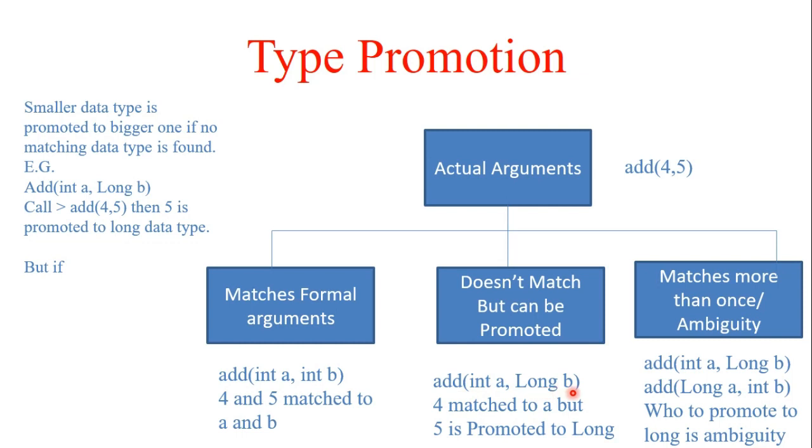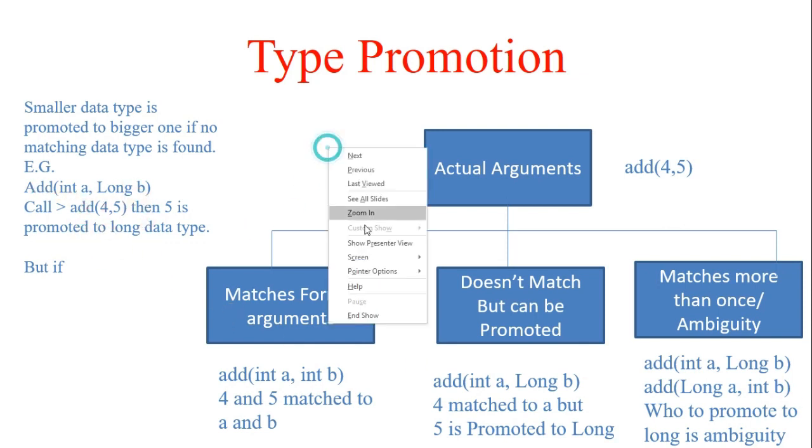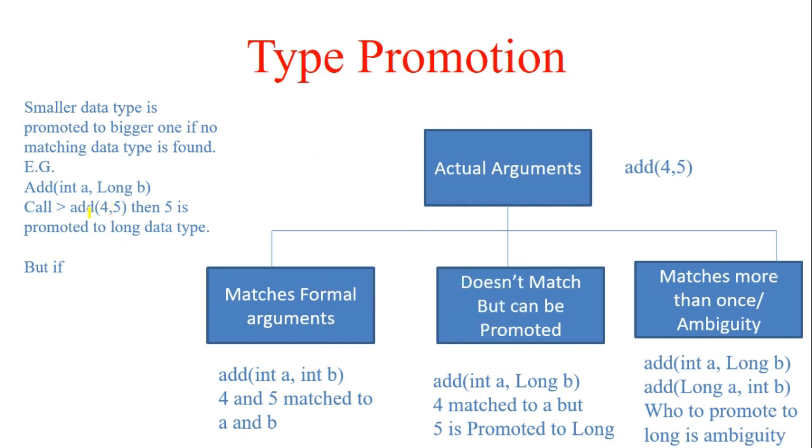But now consider one situation where most of the interview questions arise: what happens in the case of ambiguity? So there are two methods. I have overloaded the add method, right? I have int a, long b, and long a, int b, and I'm calling add 4, 5. So what do you think will happen? In this add 4, 5, 4 is an integer, 5 is an integer. A is capable enough to handle int, so 4 can be handled by a. B is capable enough to handle 5 because of type promotion.